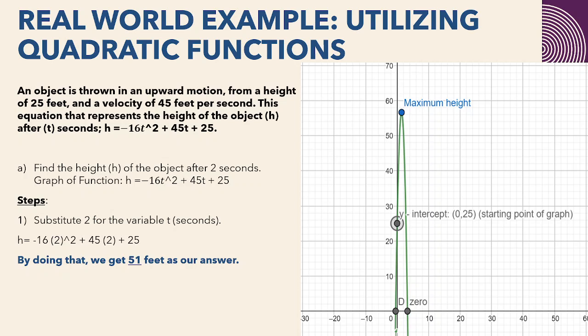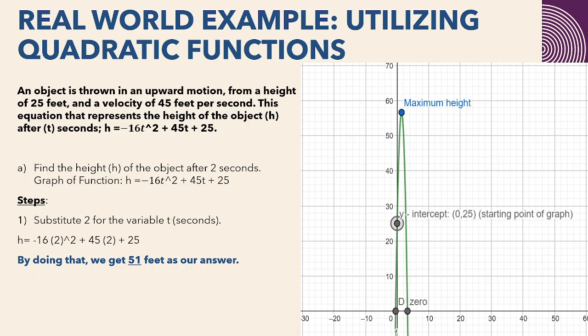And so in part A, they're asking us to find the height h of the object after 2 seconds. And again, the graph of the quadratic function is shown on the right. So our steps to solve for the answer to part A would be first substitute 2 for the variable t, which is seconds. And so by doing that, we get 51 feet as our answer.